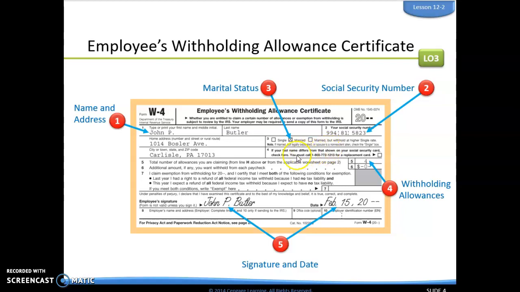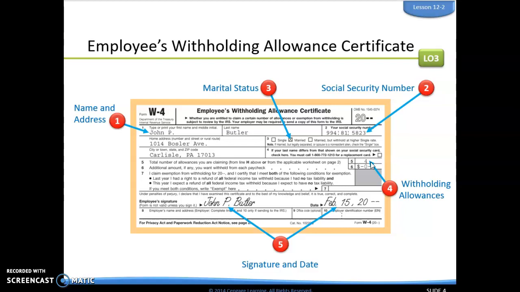Then the next line is the total number of allowances you are claiming. In this case, the person was claiming 4 allowances. Basically, this would be like a dad, John P. Butler, who's working. He has a spouse, so that makes 2 people, and then he probably has 2 children, so that would make 4 people. That's basically what those withholding allowances are. On the other hand, I've got myself, my husband, and 4 kids. So on my W-4, I could put 6 withholding allowances.